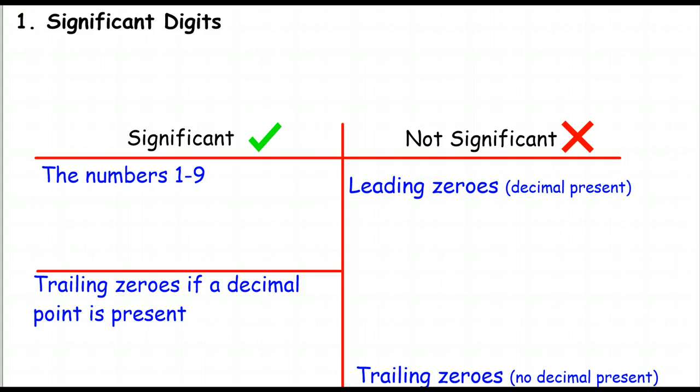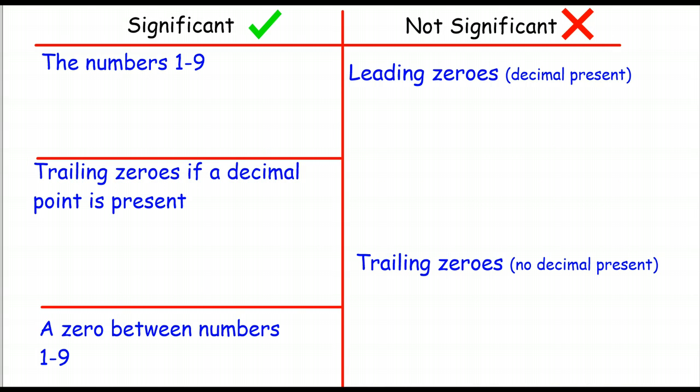What we just need to know is when we get our final answer, how many numbers or decimal places should we include in our final answer? And in order to understand that part of it, we have to go back and know, well, what is significant and what's not significant? So that's what this video is going to start off with.